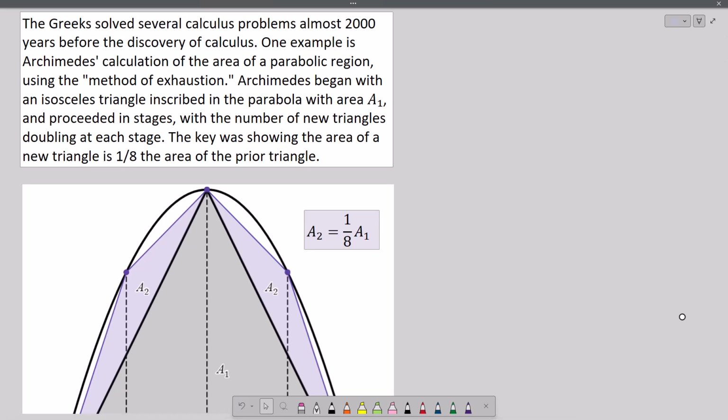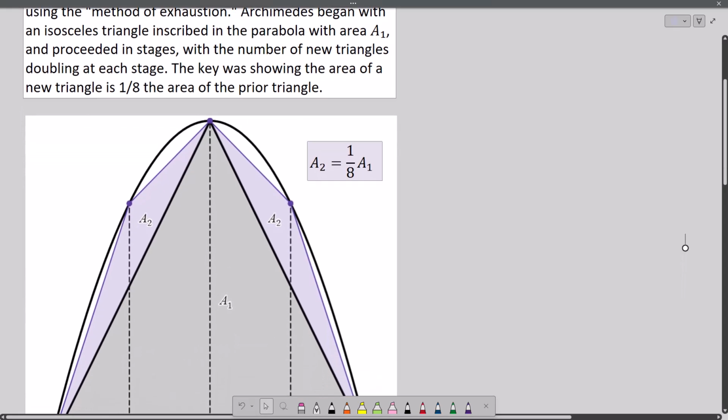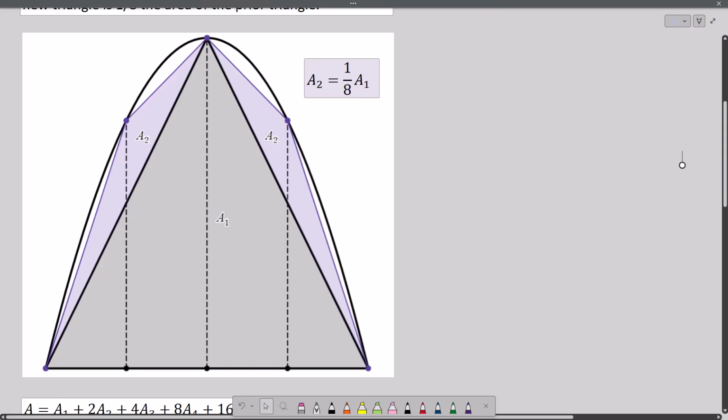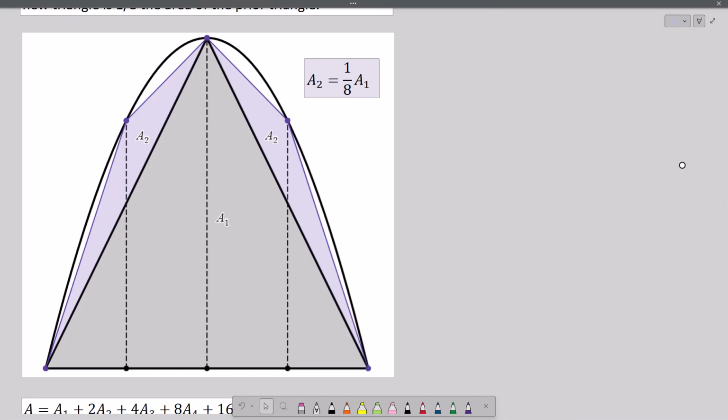Prior to calculus, back long ago, the Greeks were obsessed with parabolas. And what they did was take a parabola and break it into a bunch of triangles. They used this thing called the method of exhaustion, where you're just trying to get closer and closer to the full area beneath the curve. So they broke the parabola apart. We have just this parabolic region.